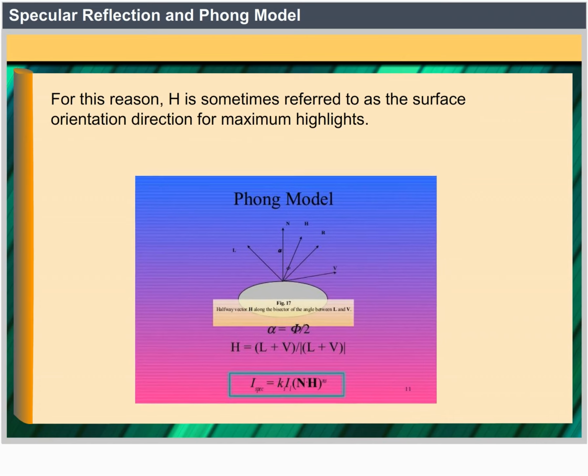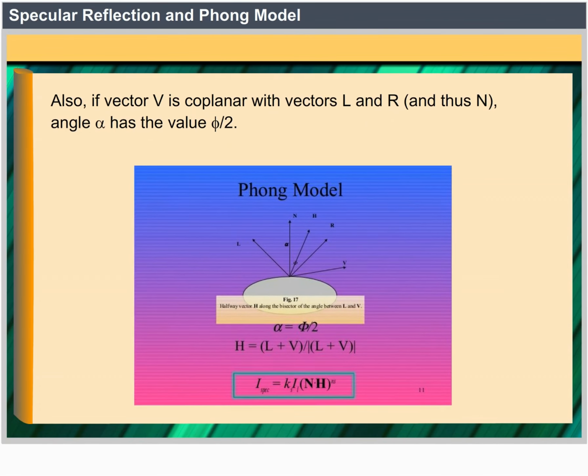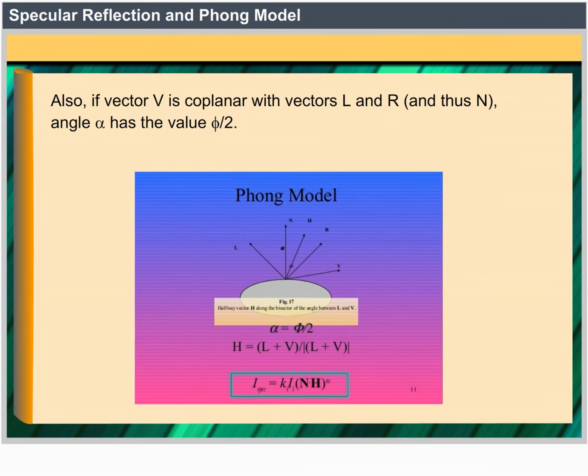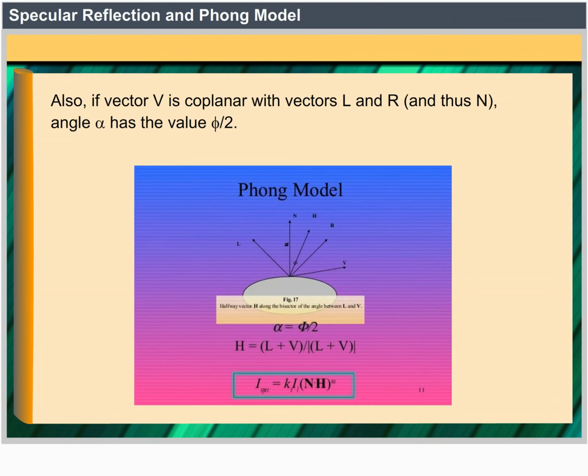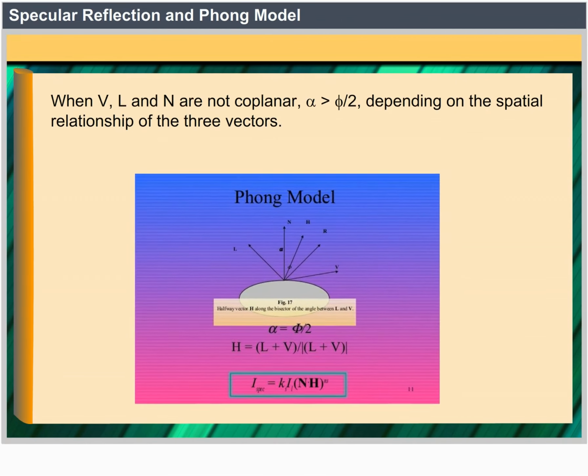Also, if vector V is coplanar with vectors L and R and thus N, angle alpha has the value phi by 2. When V, L and N are not coplanar, alpha is greater than phi by 2 depending on the spatial relationship of the three vectors.